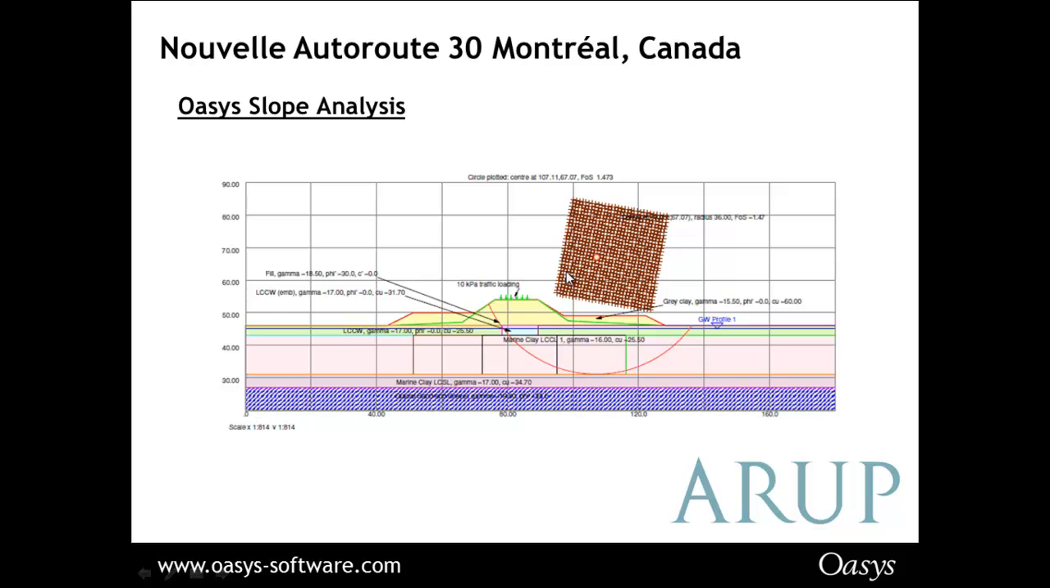As you can see, the grid has been chosen here, so they're looking for the worst case slope stability surface, and you can see this slip surface here is the worst case. As you can see, we've got marine clay and we've got groundwater as well shown. So it just gives you an idea of the kind of properties of Slope and how it's used on a bigger project.